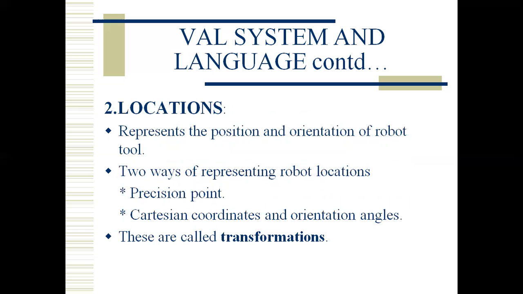Representing the detailed transformations regarding the locations, nothing but representing the position and orientation of the robotic tool. There are two ways. First one is a precision point, or Cartesian coordinates and orientation angles. Precision points in the sense are the perfect locations.